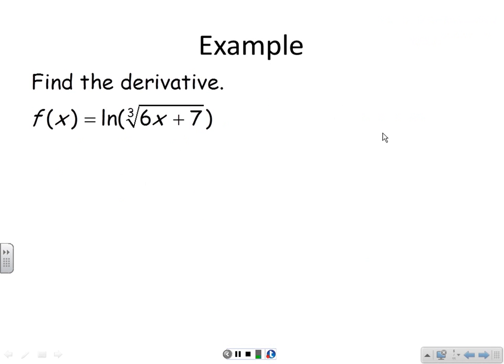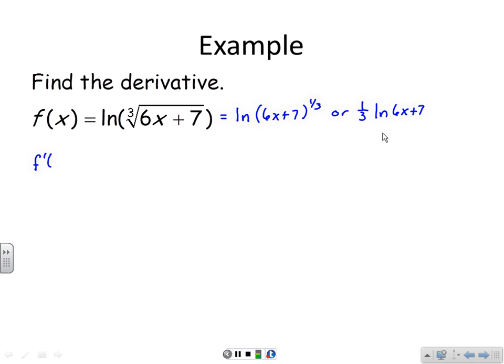So let's look at this one. We're going to find the derivative of the natural log of the cube root of 6x plus 7. Now, we know that this can be the natural log of 6x plus 7 raised to the 1/3. And using our log laws, we can move that 1/3 up to the front and have 1/3 natural log of 6x plus 7. And so that's what I'm going to take the derivative of.